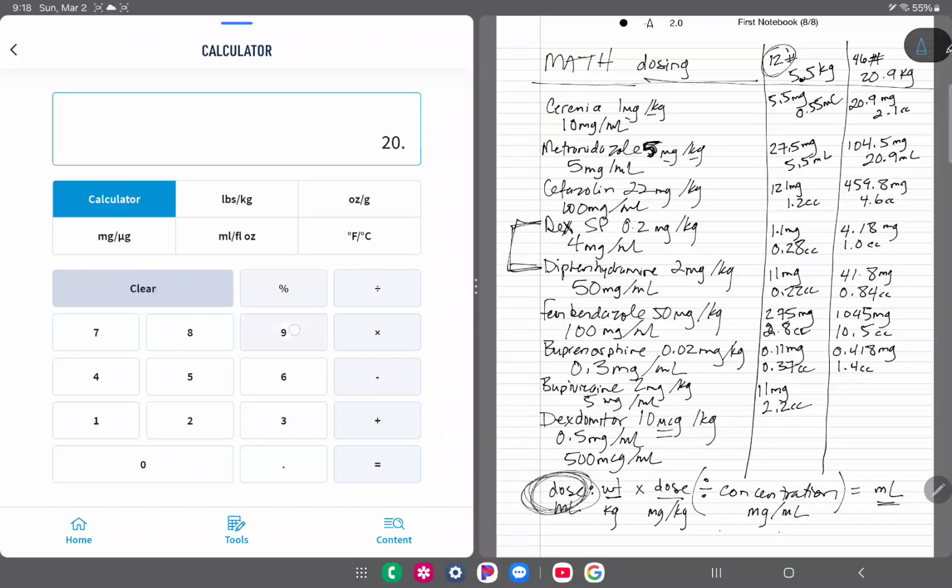For the dog, kgs times dose, which is 2, would get me 41.8 milligrams. And I divide that by 5, the concentration, and I get 8.4 cc's of bupivacaine that I can use to numb up his laceration. Now we come to dexdomitor.